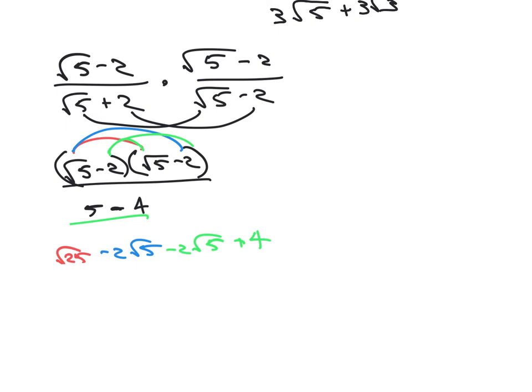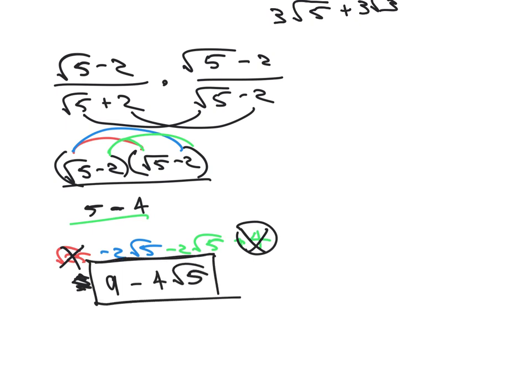Okay, let's do some combining here. Square root of 25 is 5, and we're going to add this 4. So let's just make that 9. That gets rid of that and that. This, negative 2 square root of 5 minus 2 square root of 5 is negative 4 square root of 5. And we are done with that one.